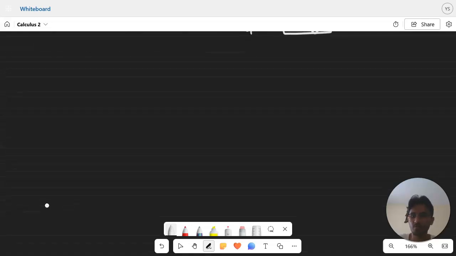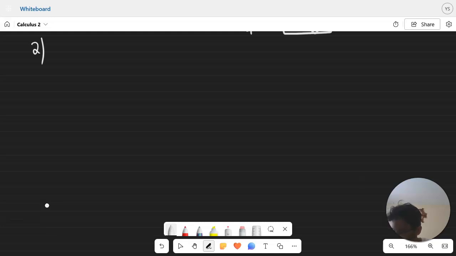So let's have a look at another problem, where we're given that the mass is 5 kg and the object is lifted 2 meters off the ground.